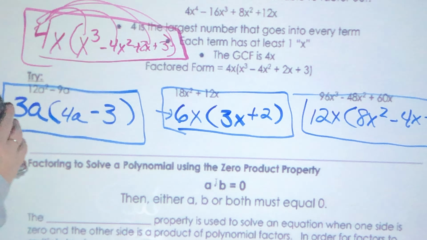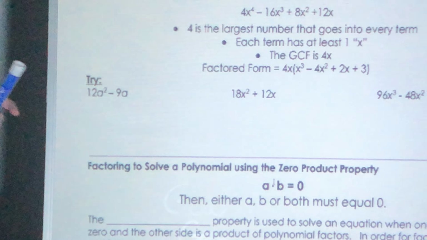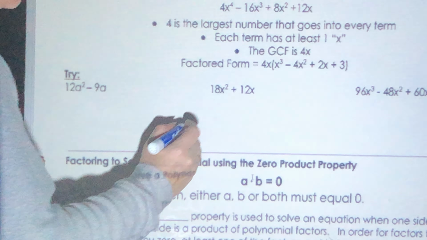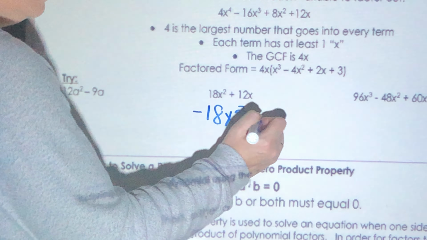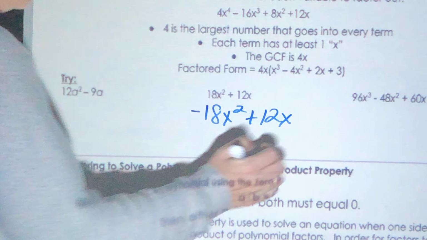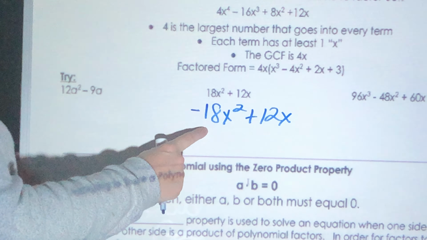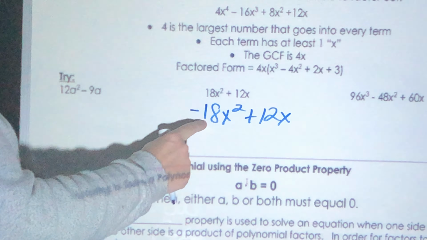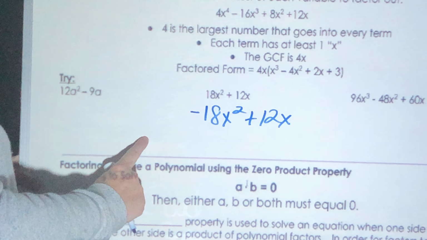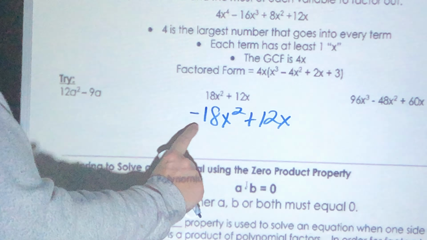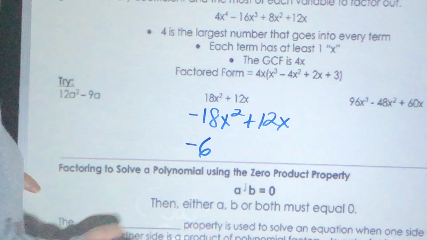Now before we go on to the very bottom, I'm just going to do one other example. I'm just going to switch this middle one. If this had said negative 18x squared plus 12x, in math, we don't like to have the leading coefficient be negative. So if the leading coefficient is negative, you're going to factor out the negative as part of your GCF. So if you were asked for the GCF here, it would now be negative 6x.